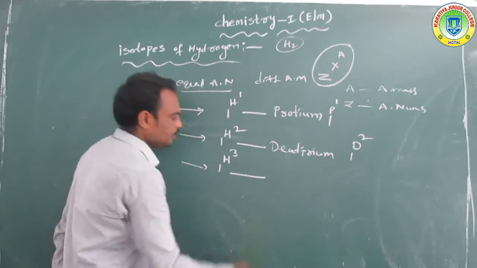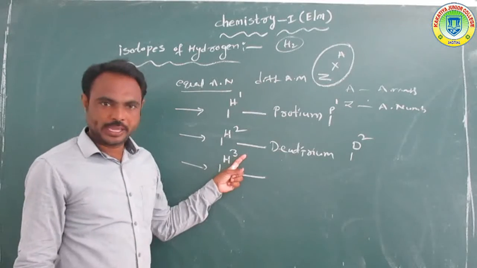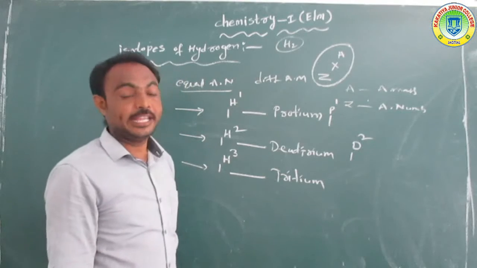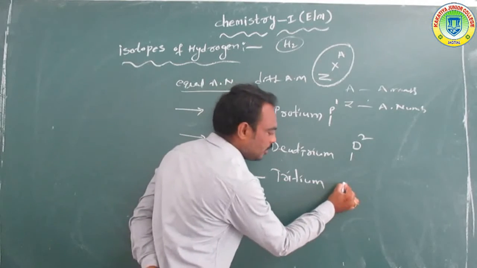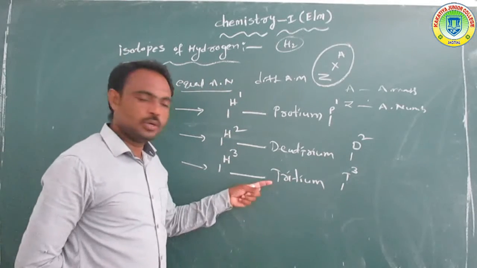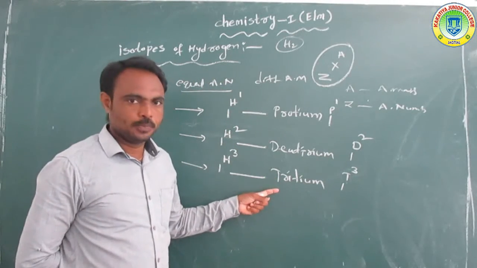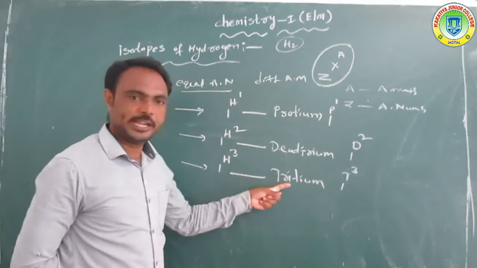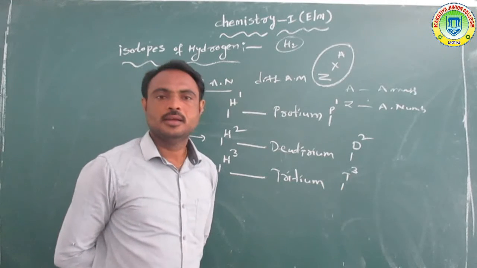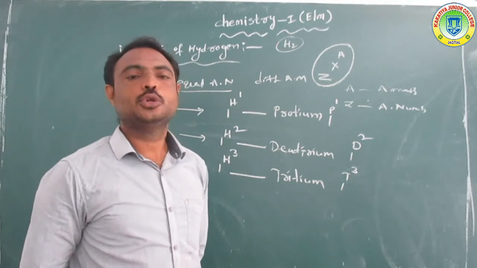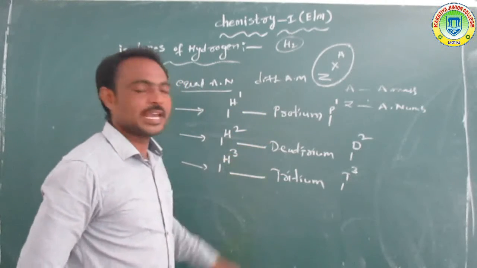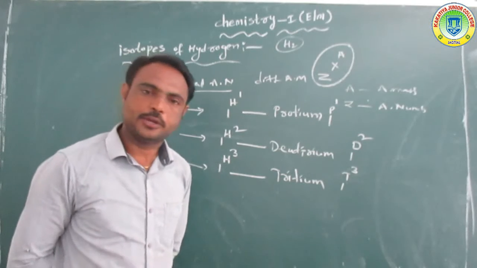Next, the third one, 1H3, is tritium. It is also indicated with 1T3. So the third hydrogen isotope is tritium. 1H3 or 1T3 is the third isotope of hydrogen. So there are different types of isotopes of hydrogen.